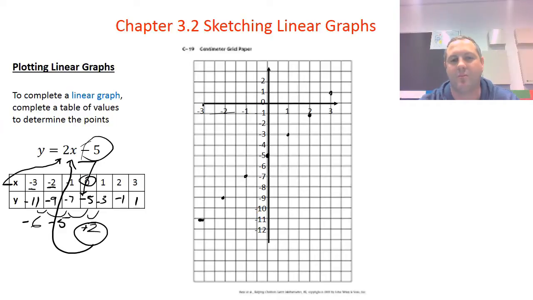Okay, and then what you need to do with a ruler is actually draw a bit better than what I've done, but I don't have a ruler. So draw through, okay, and then you have your linear graph.